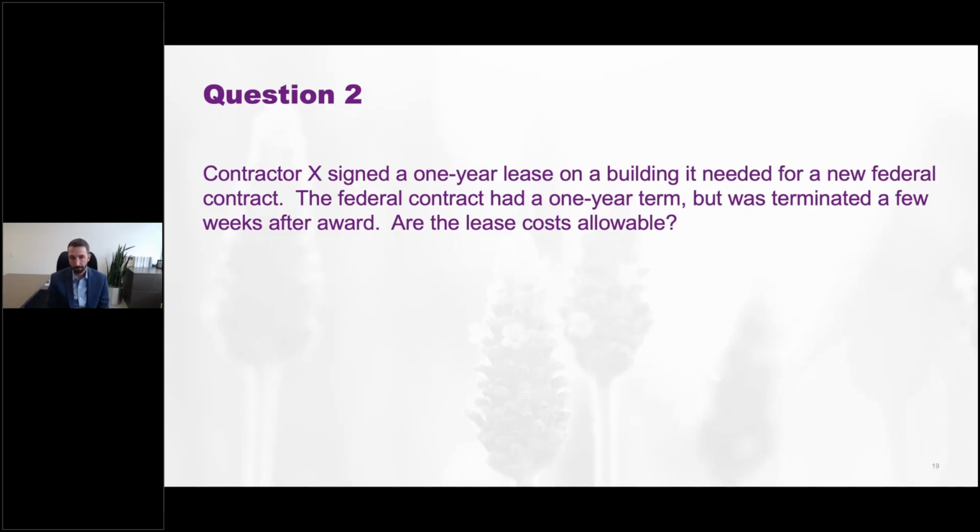So are the lease costs allowable? We'll give everyone a minute or so to read over the question. I'll read it out as well. Contractor X signed a 1-year lease on a building it needed for a new federal contract. The federal contract had a 1-year term but was terminated a few weeks after award. Are the lease costs allowable? So just like we did for the first question, if you have a response, feel free to put that into the chat.